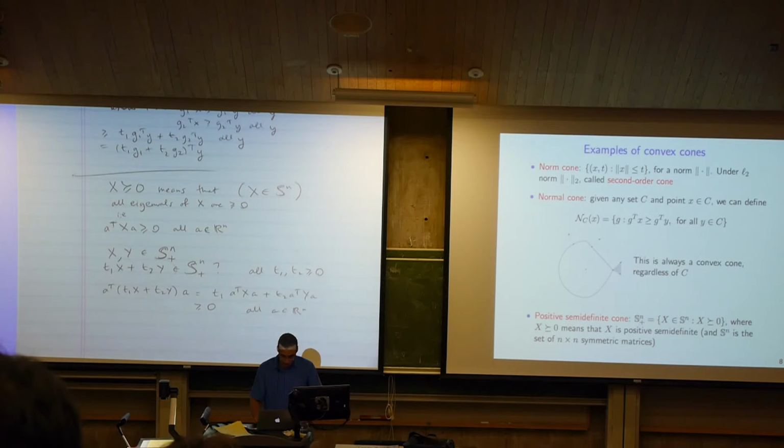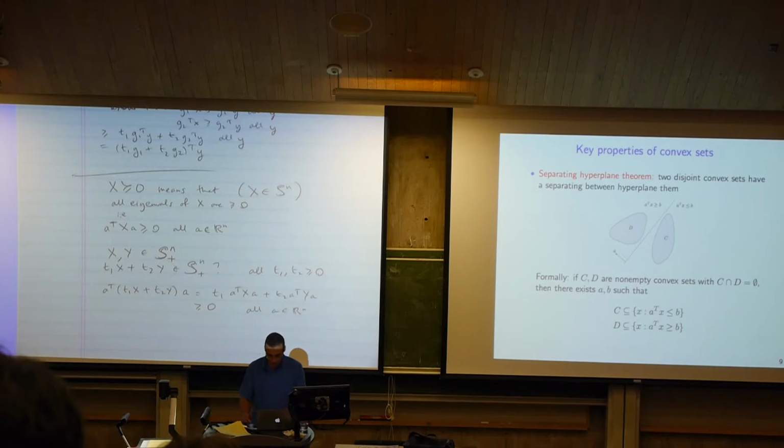Good questions. Okay, let's go through some key properties of convex sets. I gave you a bunch of examples. This is the way it's going to work. I'm going to give you a bunch of examples, a bunch of key properties of convex sets, and then a bunch of operations that preserve convexity. It means things that you can do to convex sets and retain a convex set at the end.